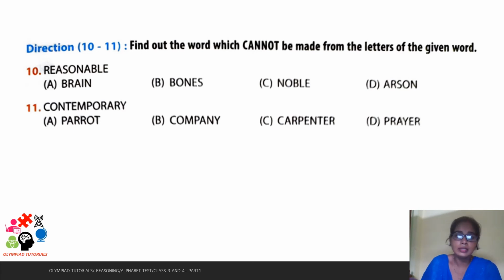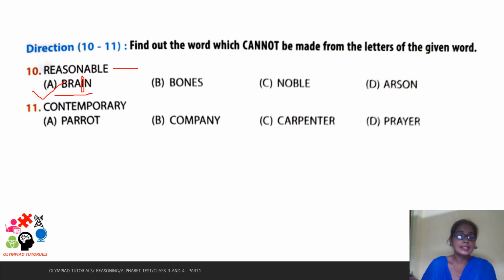Now if you carefully look at all the alphabets of the given word and option number A, the word BRAIN, in this the alphabet I is present, which is missing in the given word, that is reasonable. So you cannot make the word brain from the word reasonable. Okay, but bones, all the letters present in this word are present in reasonable. In noble, all the letters are present in the word reasonable. Okay, so here option number A, brain, you cannot make this word from the given word.